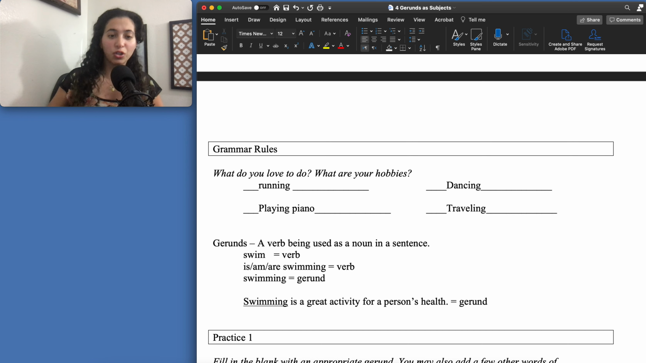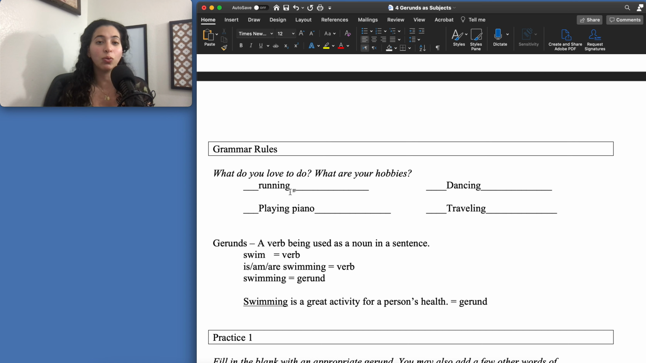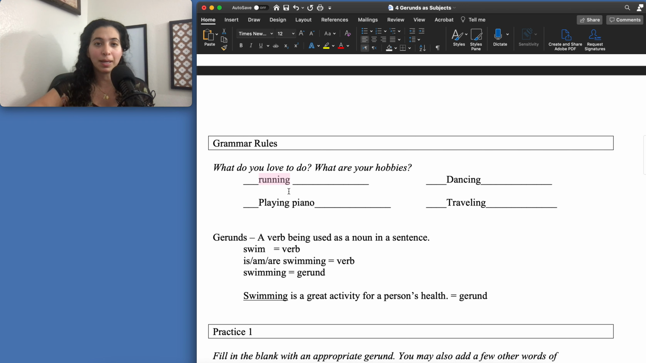Notice that all of these are actually verbs, and all of these verbs can be used as the subject because we are not doing the action, we're not running. It's not like I'm saying I'm running today. It's more of saying what it is that you love to do. So running is one of my hobbies. Dancing is one of my hobbies. Playing piano is one of my hobbies. Traveling is one of my hobbies. So here we have running as the subject. It came at the beginning of the sentence and it is followed by the verb, right? Running is my favorite hobby.